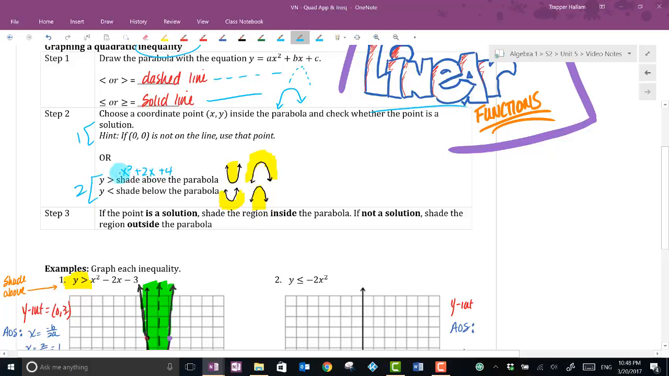Doesn't really matter what it is. It means that we're shading above. The solutions are above the line. So if it's concave up, that would look like it's shaded inside. If it's concave down, it would look like it's shading above.